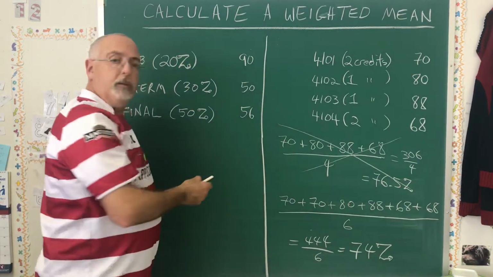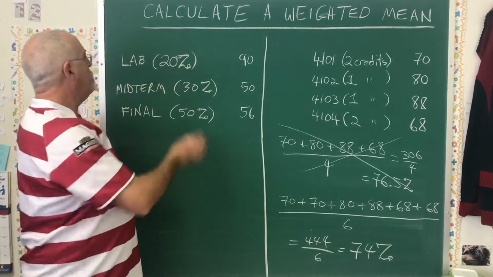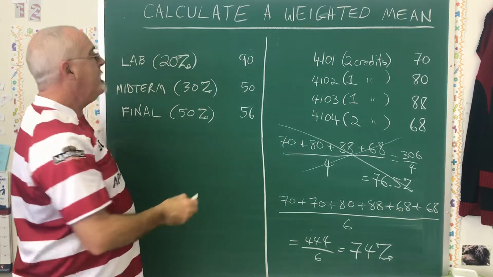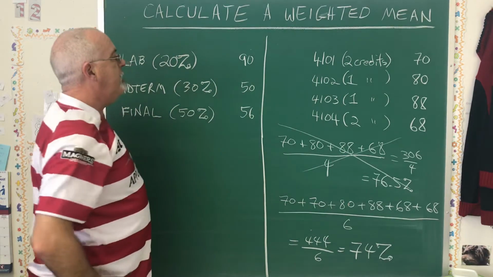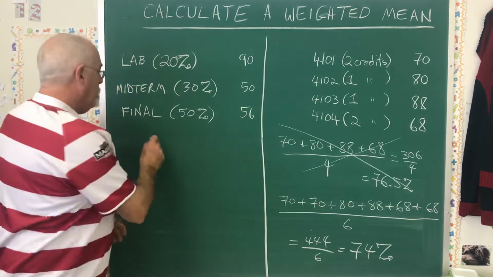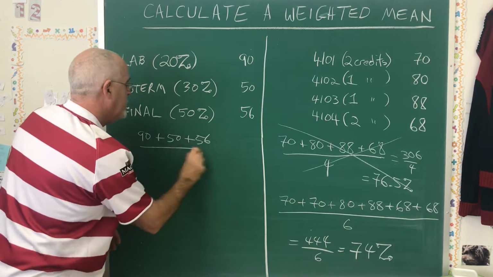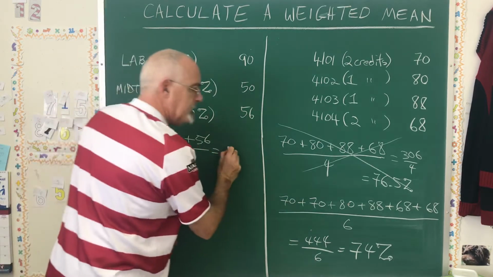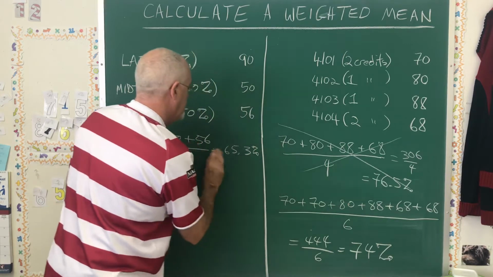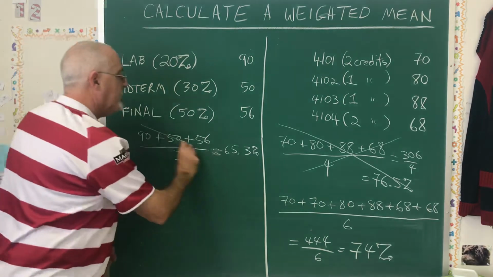And here's another example. In science courses that I used to do, there often was a marking scheme where the lab was worth 20%, the midterm 30%, and the final exam 50%. Let's say a student got these grades, 90, 50, and 56 on those 3 parts of the course. We might think we add 90 plus 50 plus 56 and divide by 3, which would give us 65.3%. Approximately, because that's rounded. But this is the wrong answer.